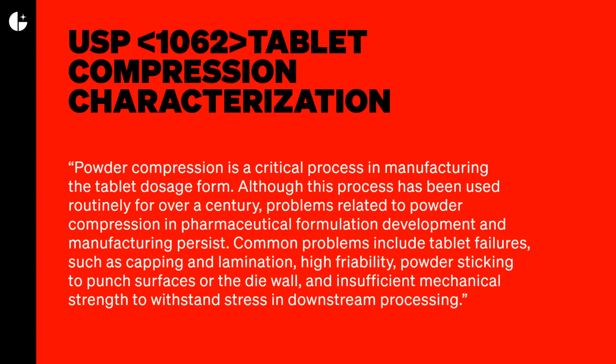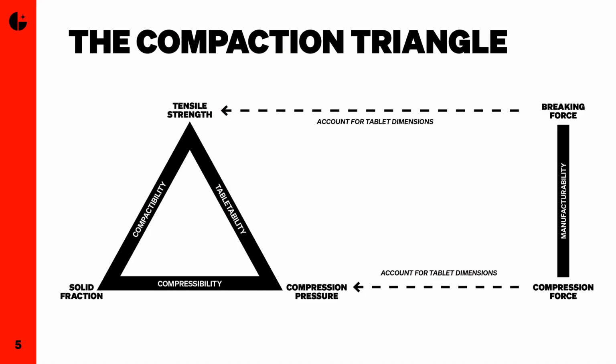And this chapter gives the USP recommendations on the data we should be generating in order to avoid these problems happening. The data that they recommend generating can be summarized by the compaction triangle. Here we have three different measurements, and by making these three measurements, we now have three different relationships: the tabletability, the compressibility, and the compactability. Each of these relationships gives us a way to evaluate or compare different tableting materials.